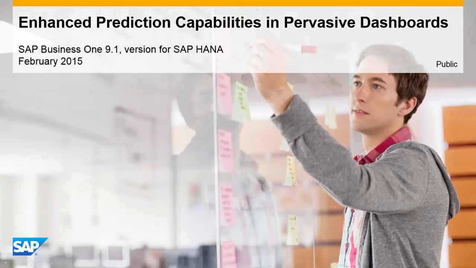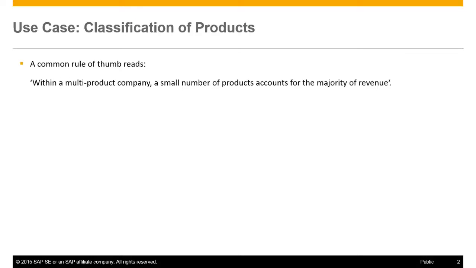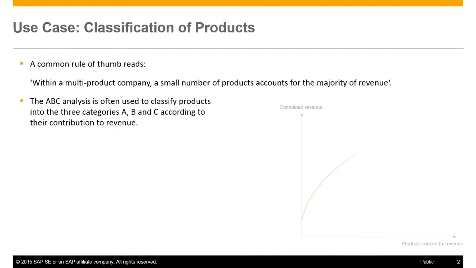business decisions. A common rule of thumb in business says, within a multi-product company, a small proportion of products accounts for a majority of revenue. Therefore, companies have a need to classify their products according to their significance. The ABC analysis is an often used approach to do that. It classifies the products into the categories A, B, and C according to the revenue contribution of each product.